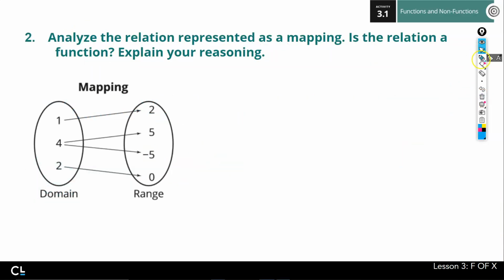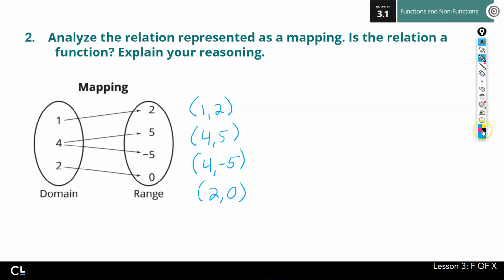Let's look at the mapping. An easy way to look at the mapping is to break it apart into ordered pairs. Let's write this as an ordered pair. 1 maps to 2. 4 maps to 5. 4 also maps to -5. 2 maps to 0. Notice anything?